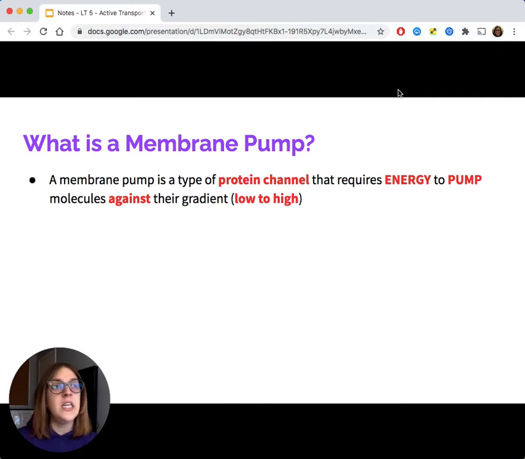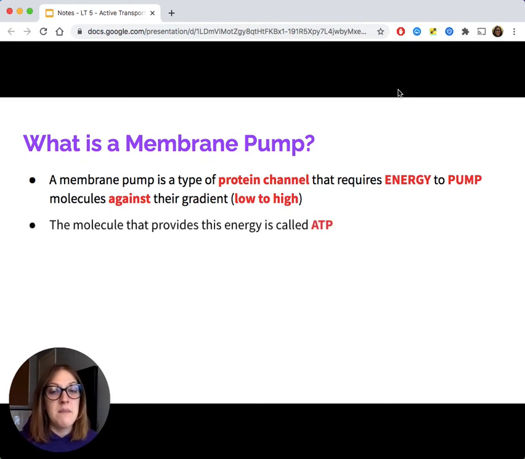And just like you would with a bike pump, you have to push, you have to put energy into that process. Maybe you're pumping extra air into your bike tire, you're putting air into where there's already a lot of it. And the molecule that provides this energy is called ATP.